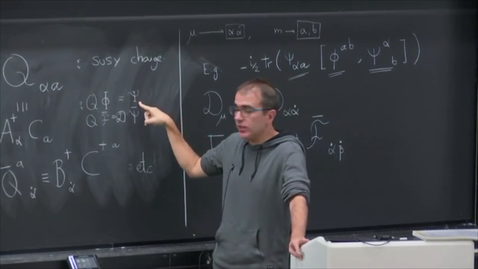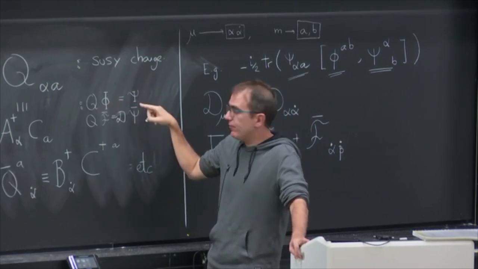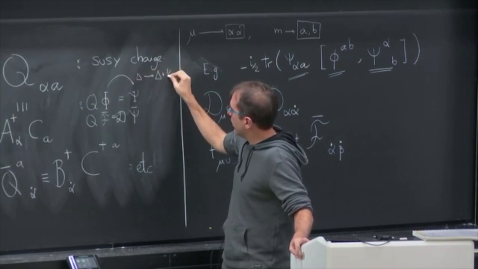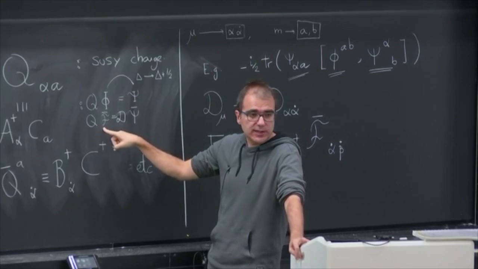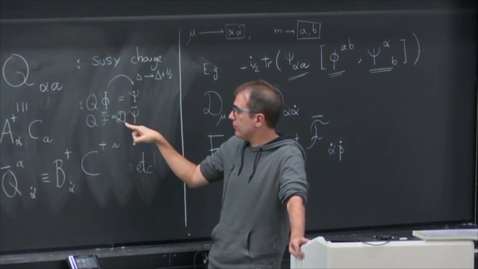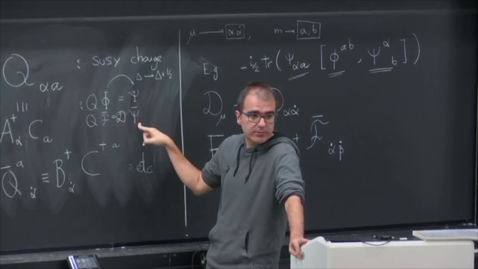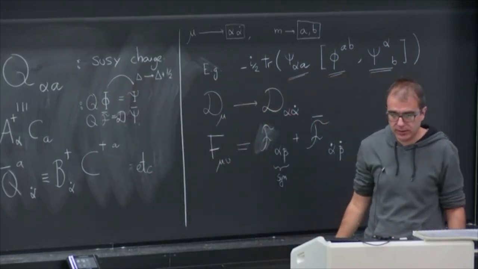3/2. By how much? What happened when we acted with Q? Dimension increased by half. So from here to here, delta went to delta plus 1/2. What about here? F, field strength, dimension 2, and the psi 3/2. We said 3/2 plus 1, 5/2. What happened from here to here? Increased by 1/2 again, right? So we see that from first to second column, delta increases by 1/2.